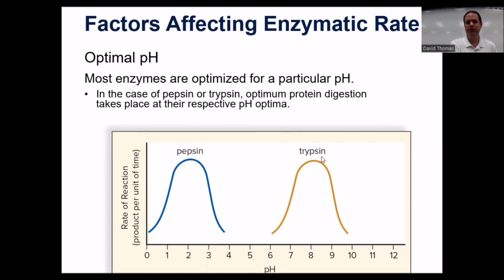Whereas trypsin is not found in the stomach because it just doesn't work at a low pH. It's found in your small intestine, where it can help to digest proteins once you neutralize that stomach acid. But it just shows you that some enzymes work better at a low pH, and some work better at closer to neutral, or maybe even slightly alkaline or basic pH.